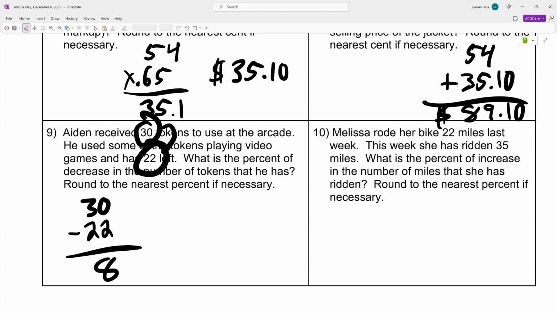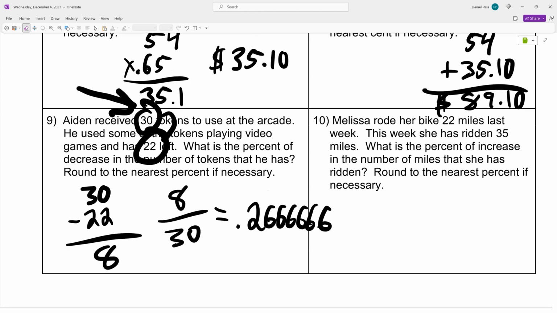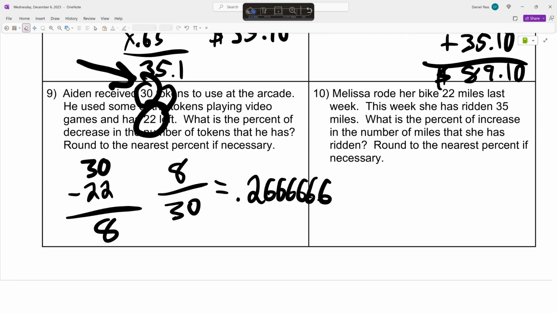And in order to find out what the percentage was, we divide by the original, 8 over 30. Now be careful, it's not 30 over 8. When we do that, we get 0.26 repeated, which is a lot of 6s. 2/3 is always like that.